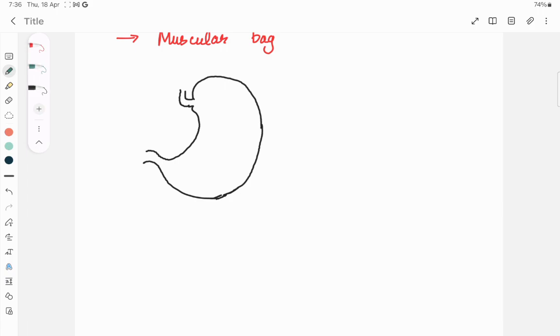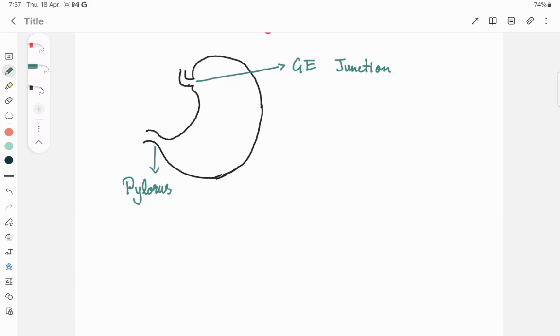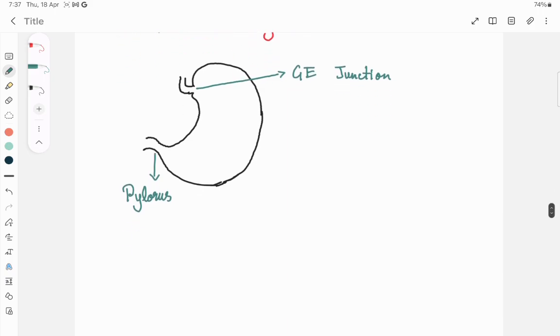So we have one point, the gastroesophageal junction, GE junction we call it, and the other one is the pyloric ring or pylorus. It is fixed at these points, and the rest is freely mobile.